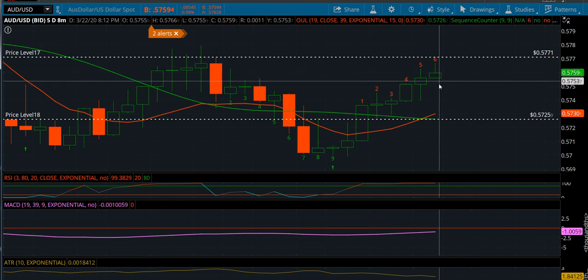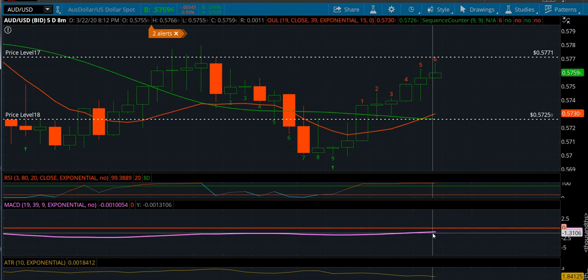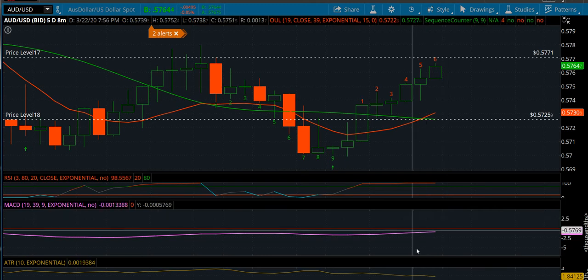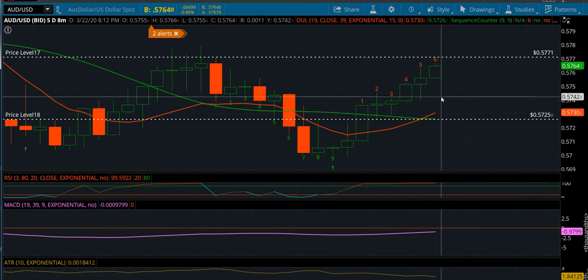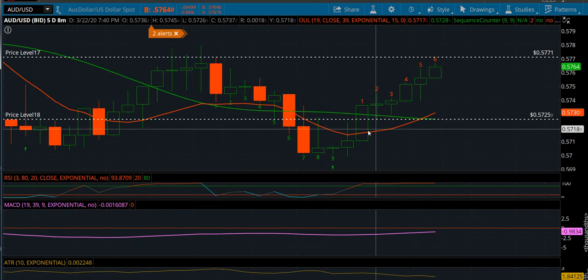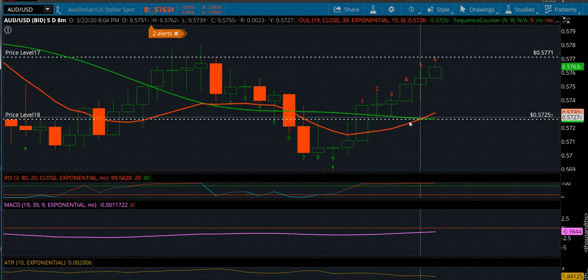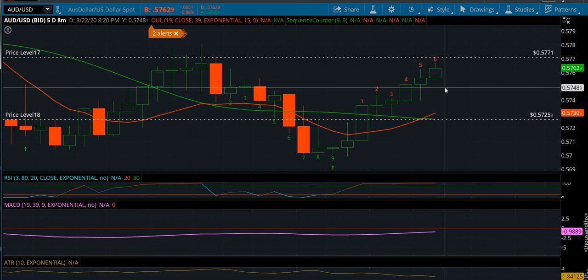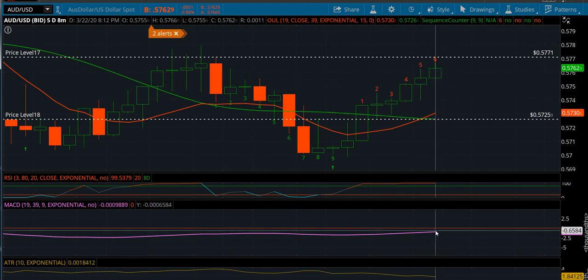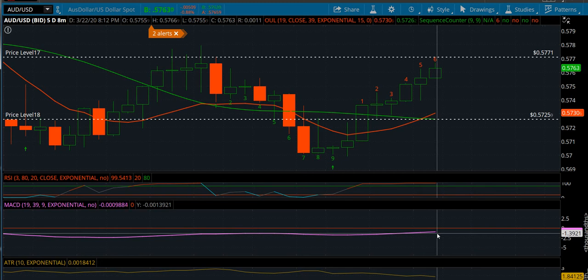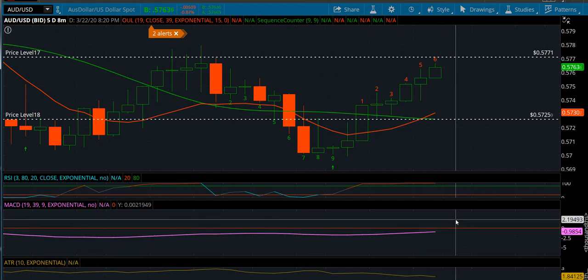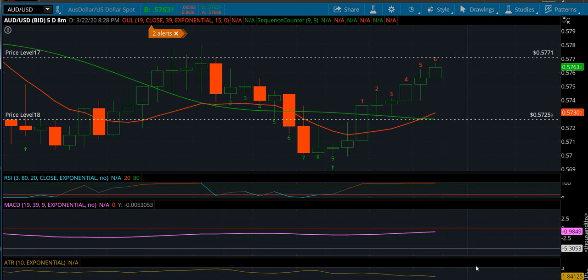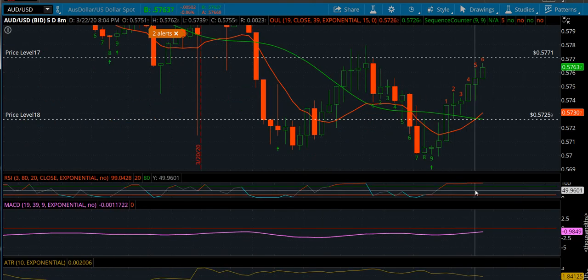Maybe the MACD will break the zero line, price in the OUL. This is called the OUL, oscillator unchanged line. Price in the OUL kiss, or maybe they don't. So you just have to see what happens.